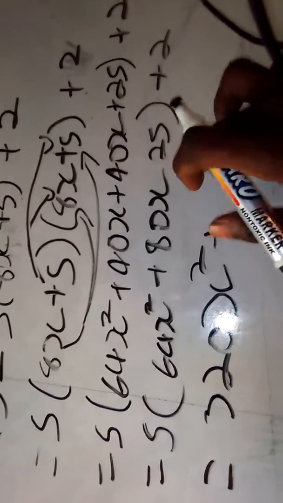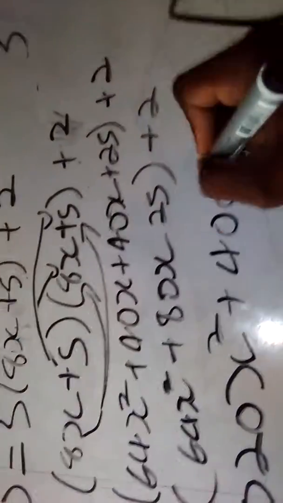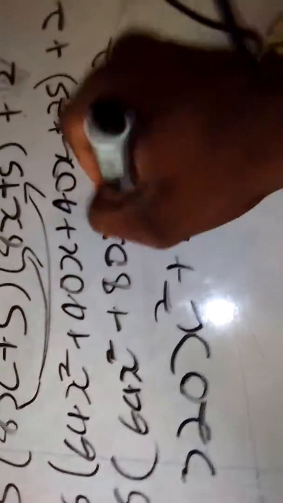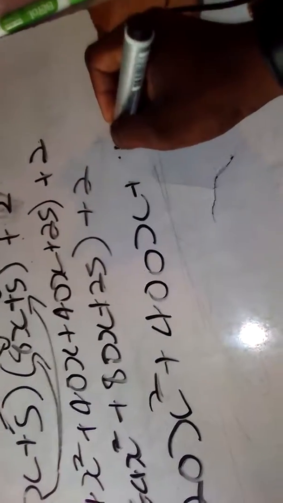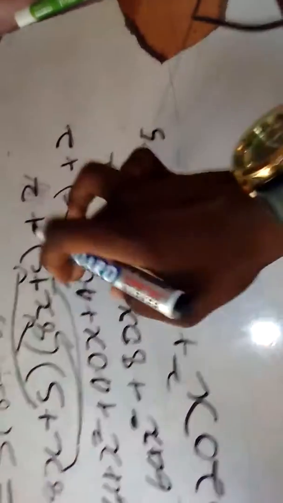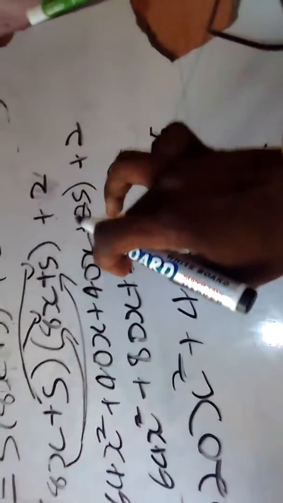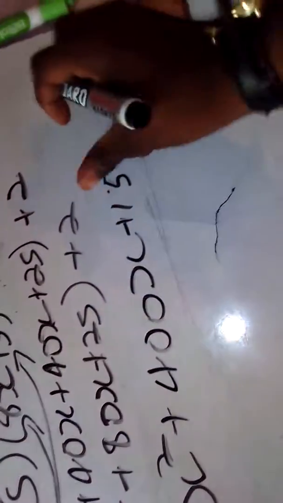So we are multiplying 5 by everything. 5 times this, and 5 times 80x will give you 400x. Then we are going to multiply the 5 by the 25. My God, this is a long question. 5 times 25: 5 times 5 is 25, put the 5 and carry the 2, 5 times 2 is 10 plus 2, 125. So 5 times 25 is 125, and then we put back the plus 2.